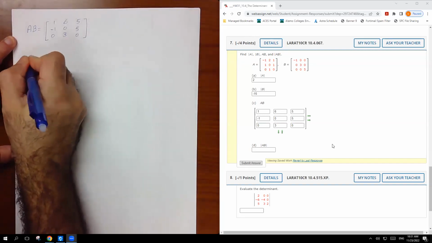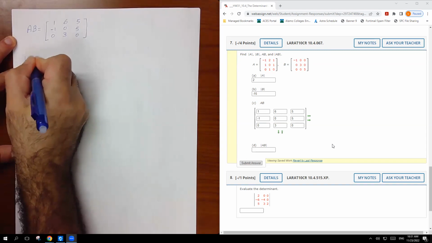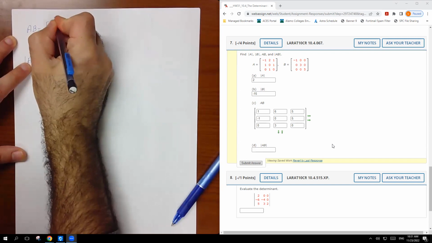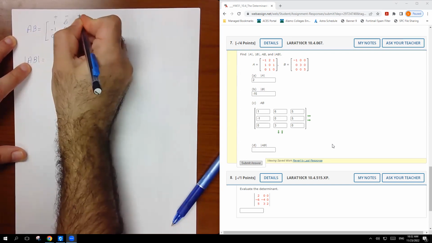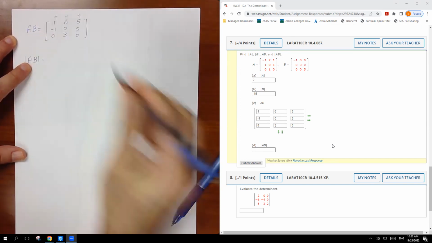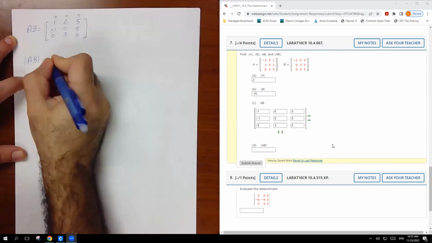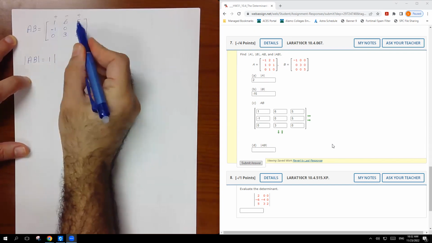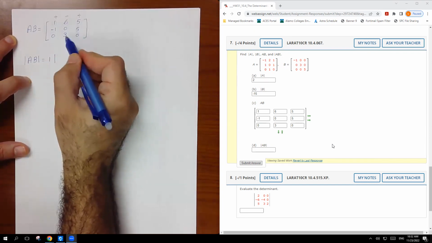Now we need to find the determinant for the matrix AB. We're going to do the same thing. This is a plus, minus, plus. That means I'm going to start from 1. So 1 times the determinant, we're going to cancel this row on this column, so 0, 5, 3, 0.